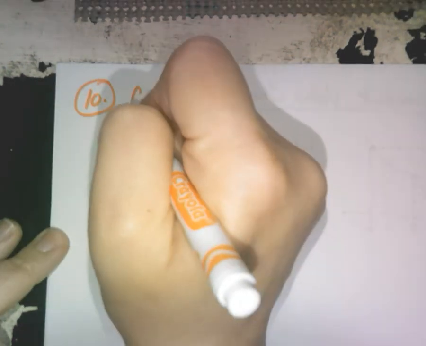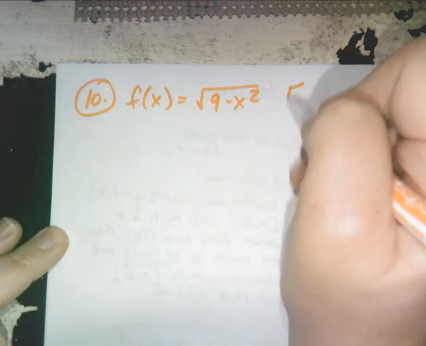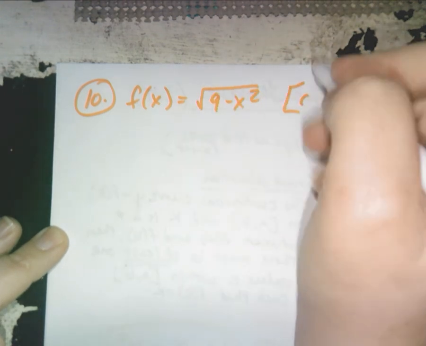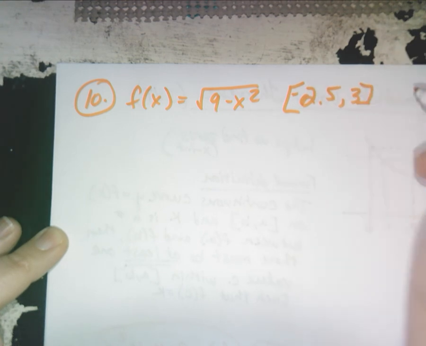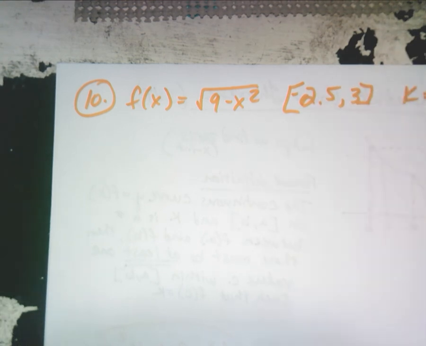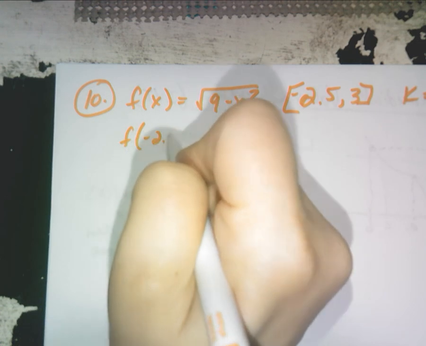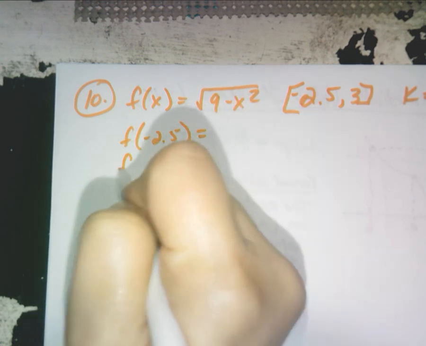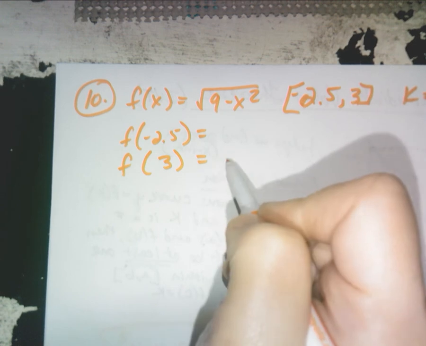You'll be happy. 10 says f of x equals square root of 9 minus x squared. Your interval is negative 2.5 and 3, and your k is 2. Okay, what was the first step that I do? Plug in f, plug in negative 2.5. Someone do that for me. Let's all help each other out. And someone plug in 3 for me. 3 is actually easy. I can do 3 for you. It's 0.